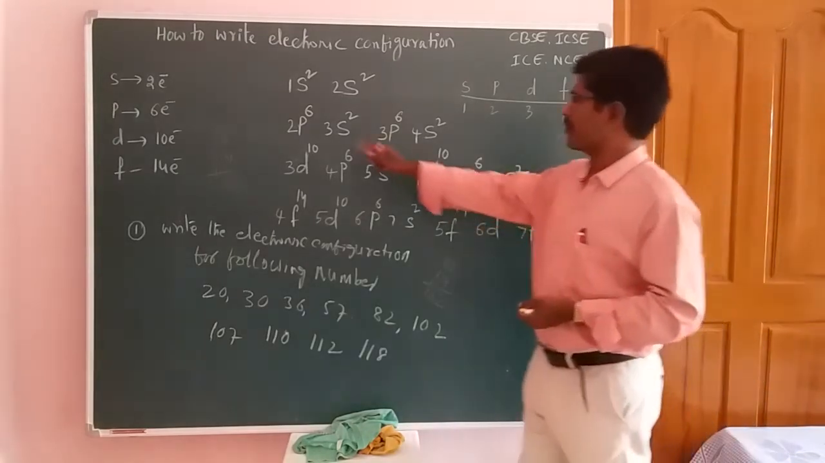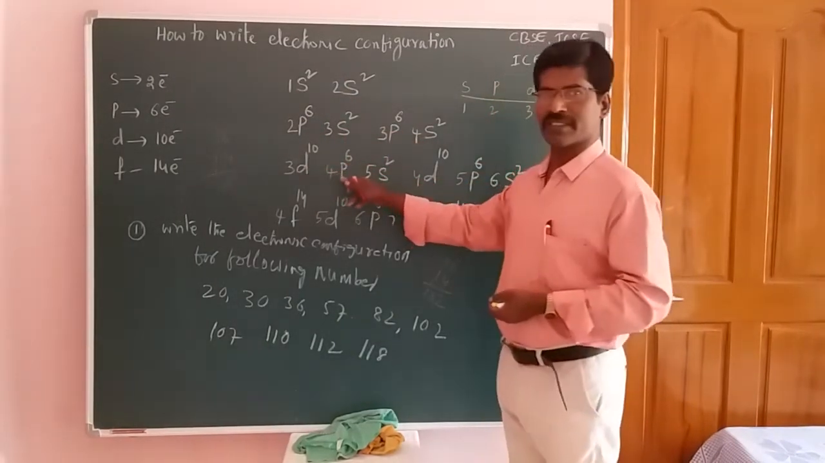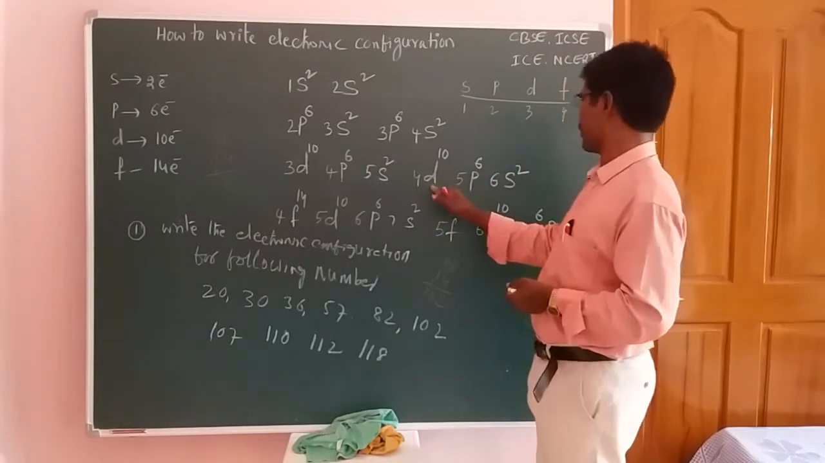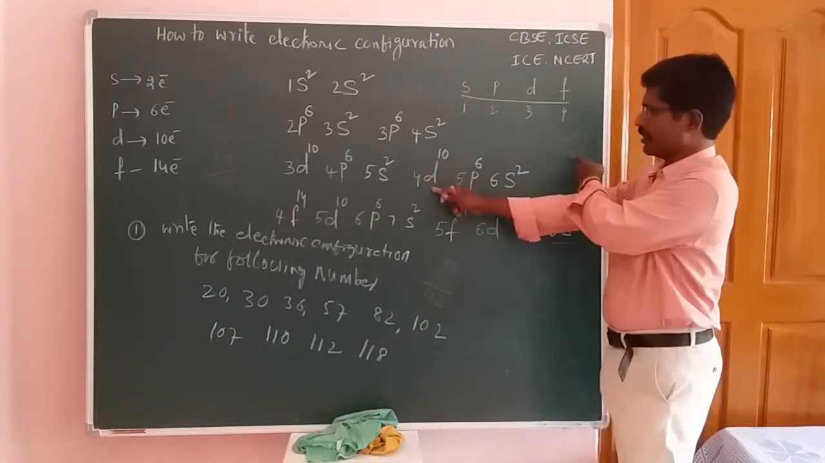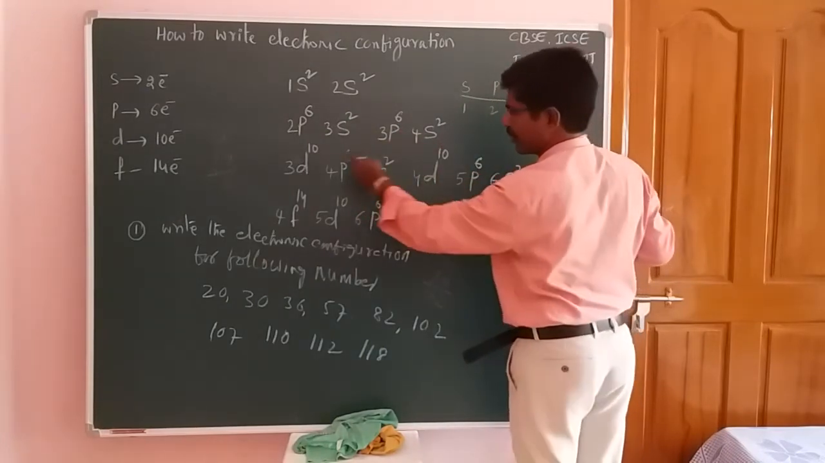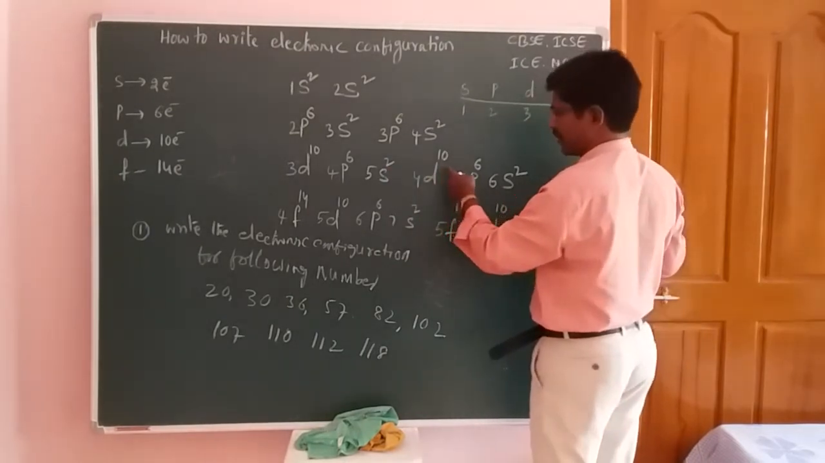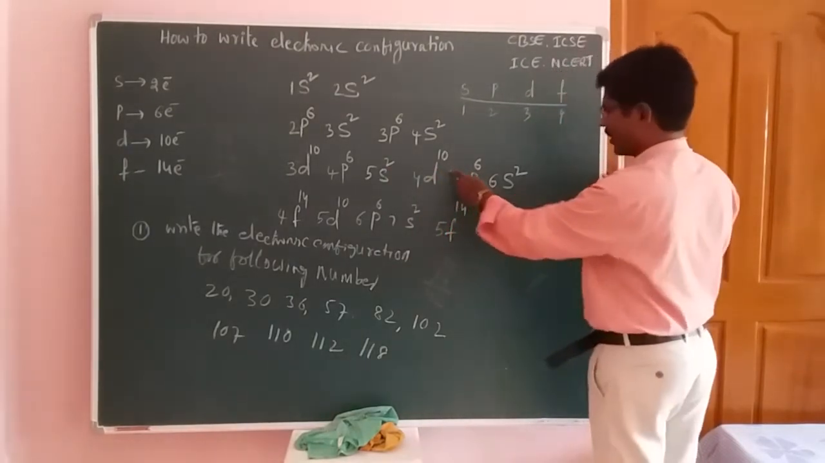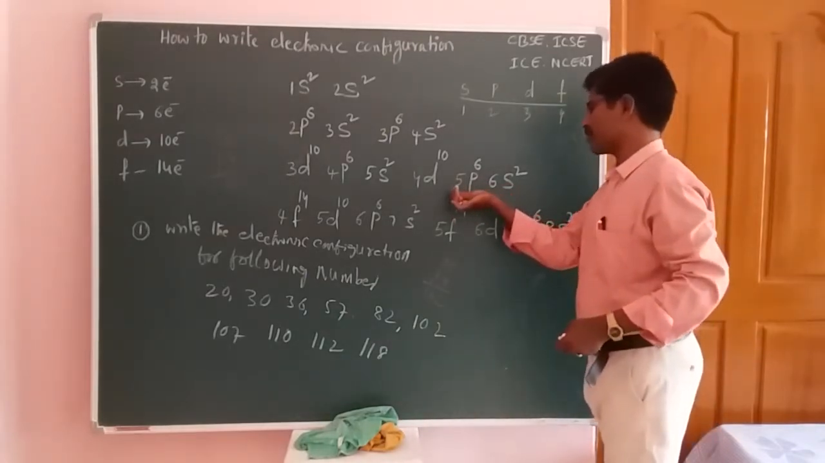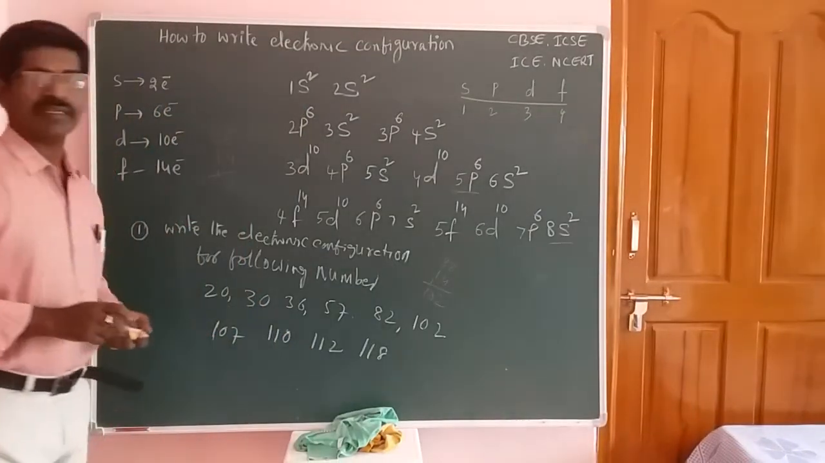So 54 means 1s2, 2s2, 2p6, 3s2, 3p6, 4s2, 3d10, 4p6, 5s2, 4d10. Students, you have to count from here up to here. 2, 4, 10, 12, 18, 20, 30, 36, 38, 48, and here this one is 54, students. Of course, you have to write the configuration up to here. So it is the easiest method to complete the electronic configuration.